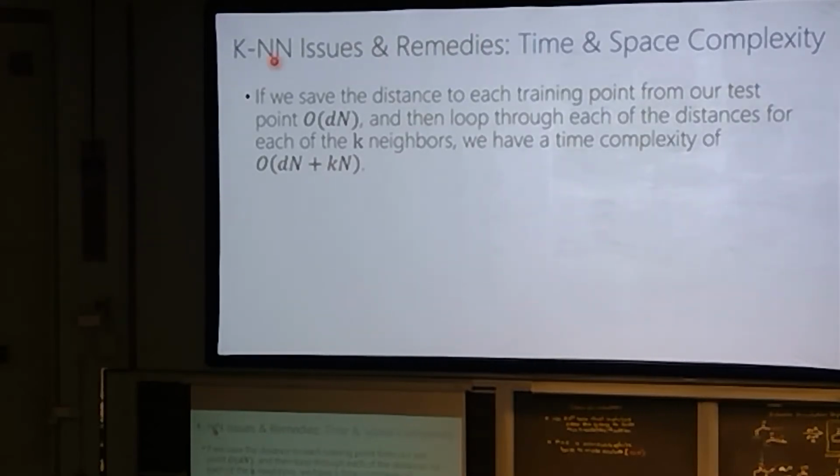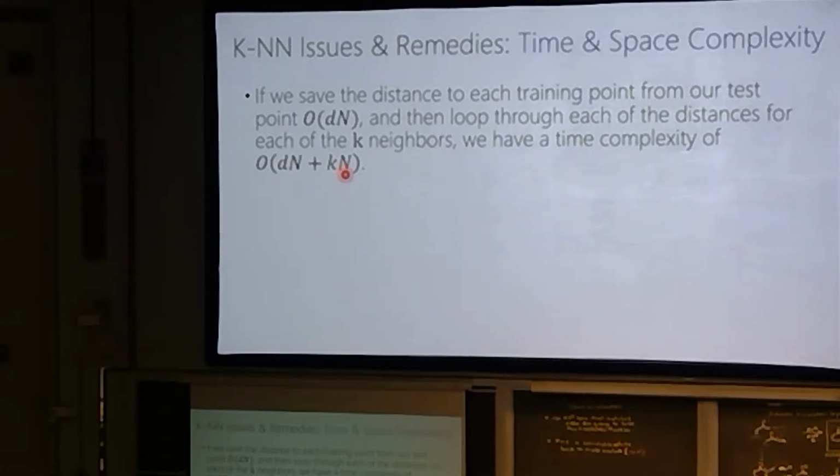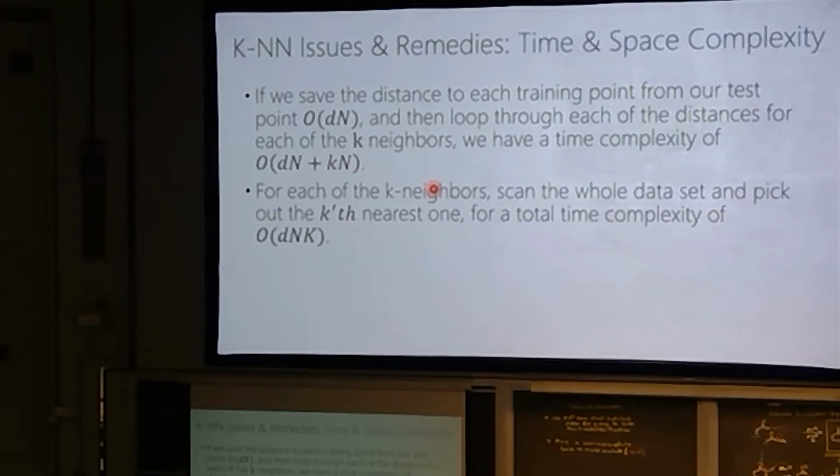If you save the distance from the test point to each training point, you now have this list of distances, and then you want to get all k of the neighbors. You can loop through the distances for each of the k nearest neighbors. That way you get a time complexity where first you've computed all the distances like this, and then you don't depend on the dimensionality for the remaining k, because you're just saving the distance itself. The other way would be, for each of the k nearest neighbors, to scan the whole data set and pick out the nearest one. In that case, you actually are using the dimensions each time, so that's d times k.